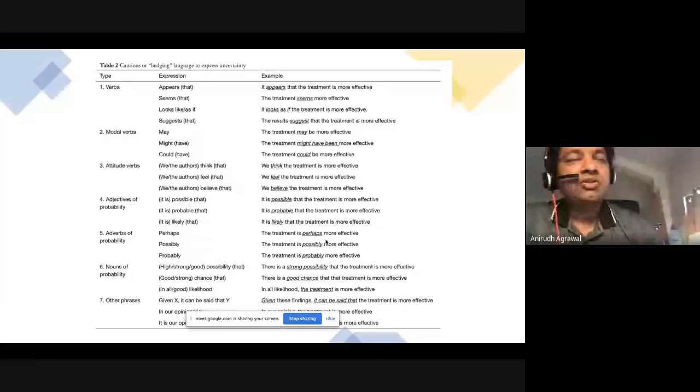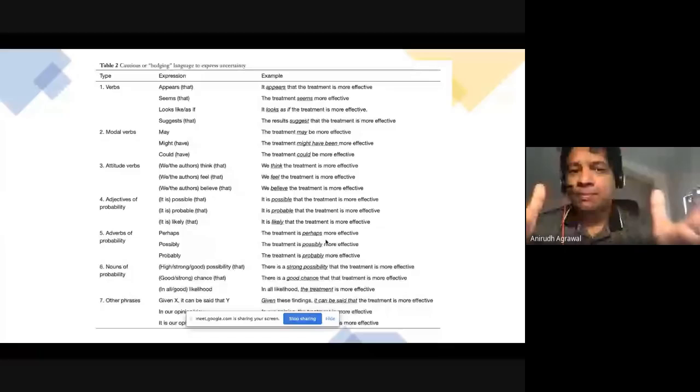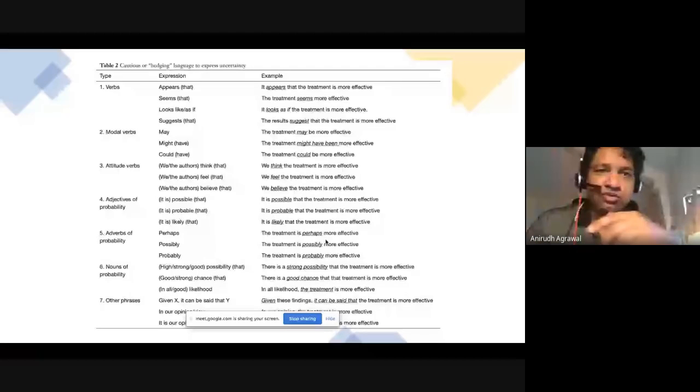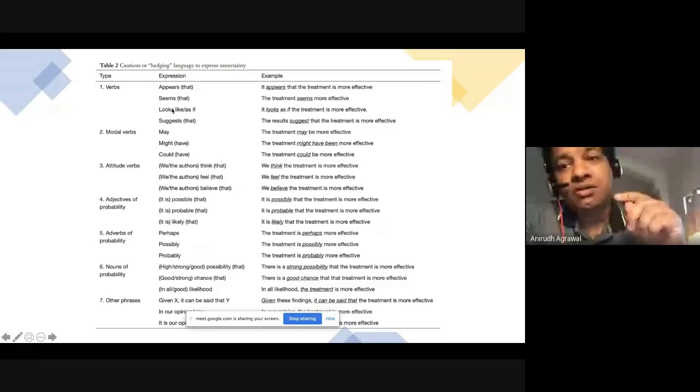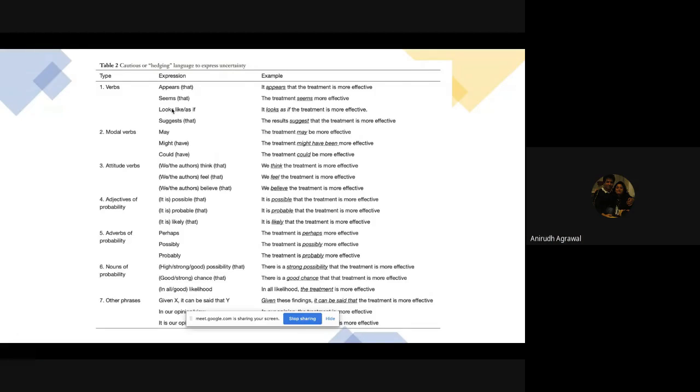So the language should not be normative. It should be more inclusive, conciliatory, and subtle. Not very hedging. The word that they've used is hedging, cautious or hedging. You hedge your risk, because if you claim something that is not entirely true, the reviewers will kill your article. Your peer will go against you.